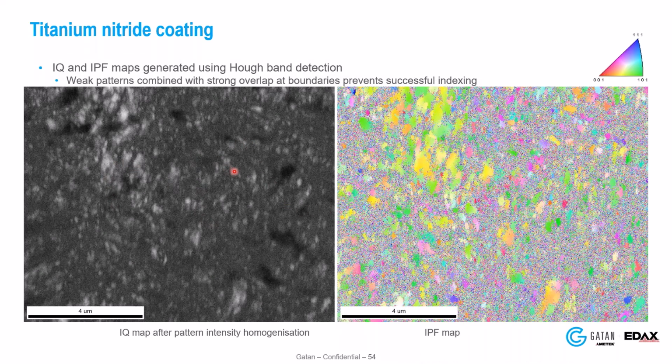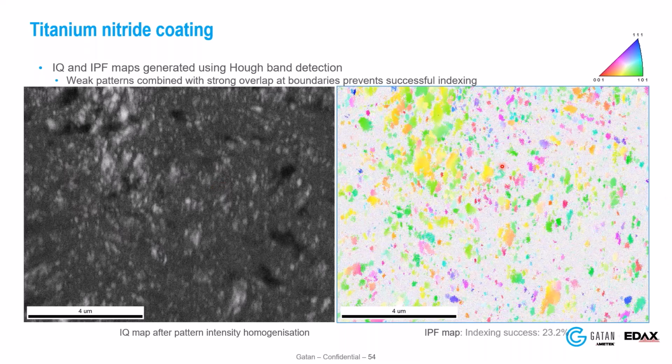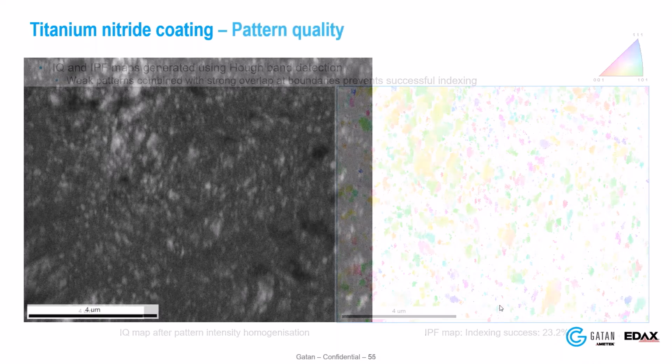When we look at the initial data, the weak patterns and strong overlap at boundaries prevent successful indexing. What I want you to see in this image quality map is areas that look like grains, and darker areas that don't seem to have those features. We look at the orientation map and filter it by confidence index. We're at about 23% indexing.